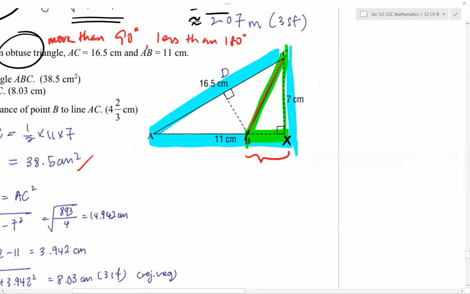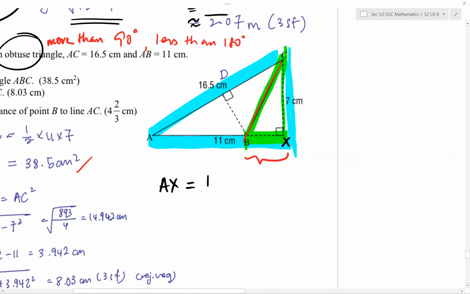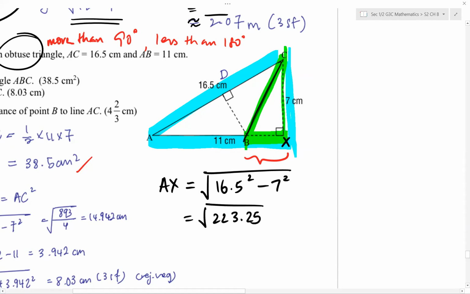Okay, so let's check. AX has a distance of square root of 16.5 squared minus 7 squared. I want to leave it as the exact value. Square root of 223.25. That is AX. Then my distance of BX will be square root of 223.25 take away 11. Okay, BX found already.